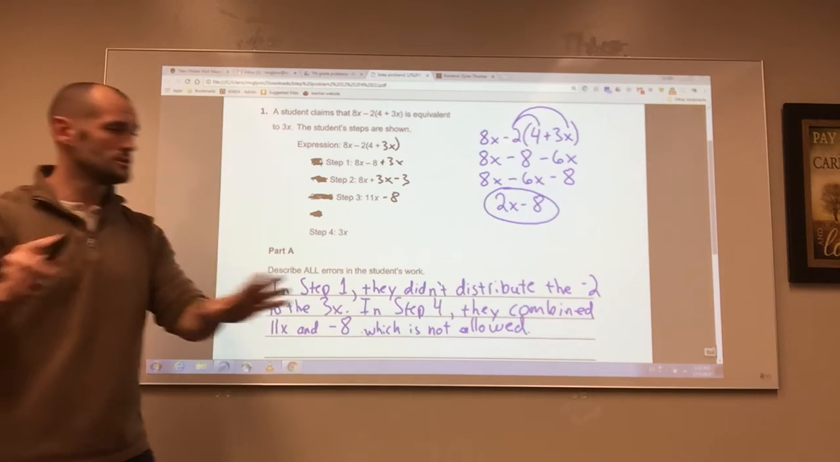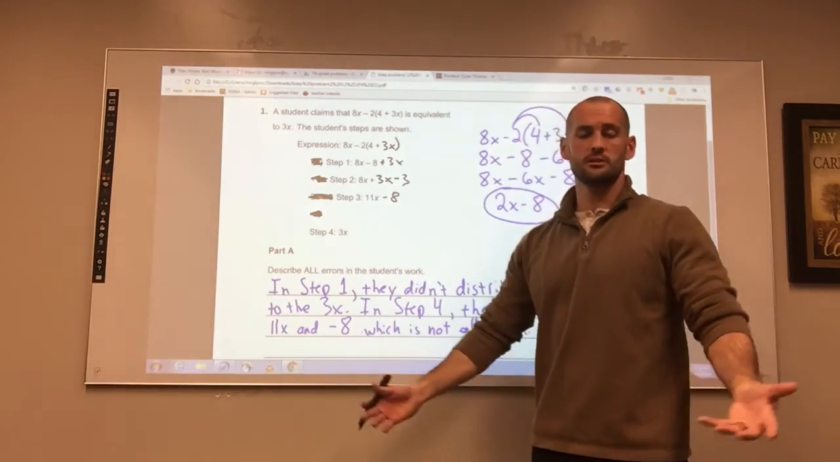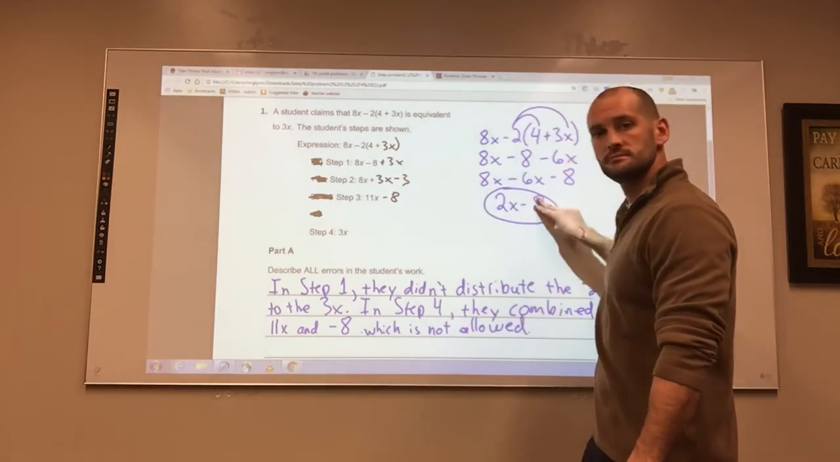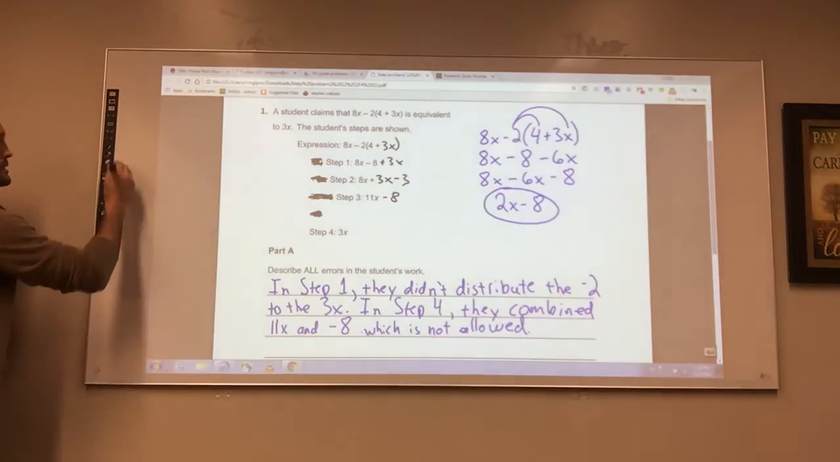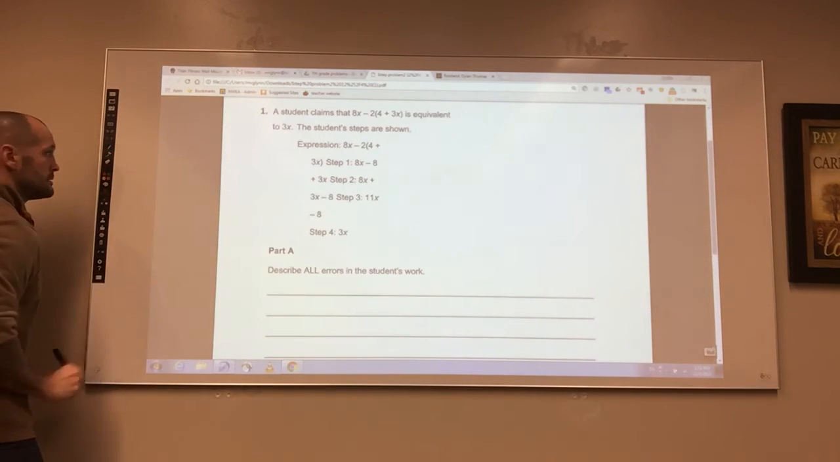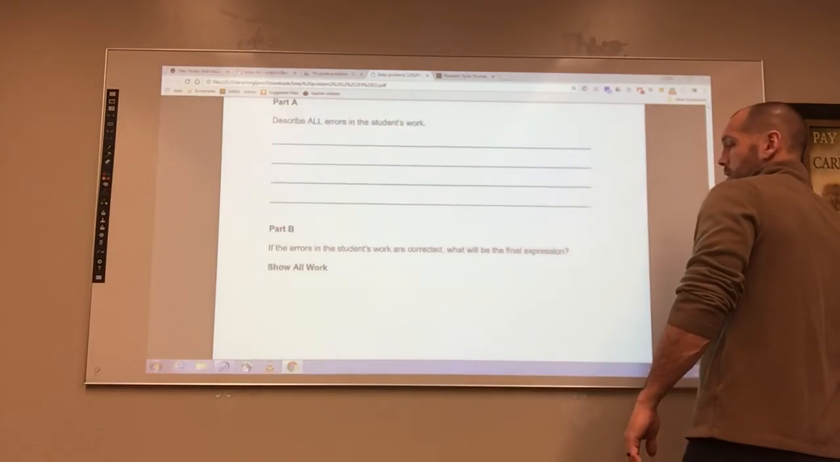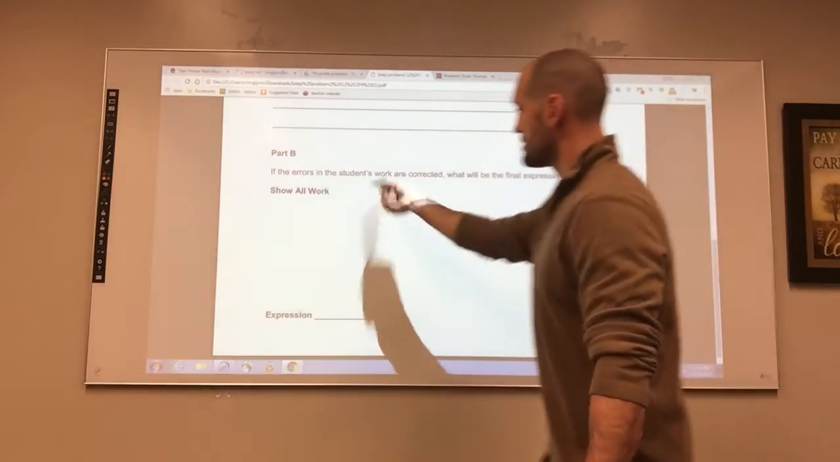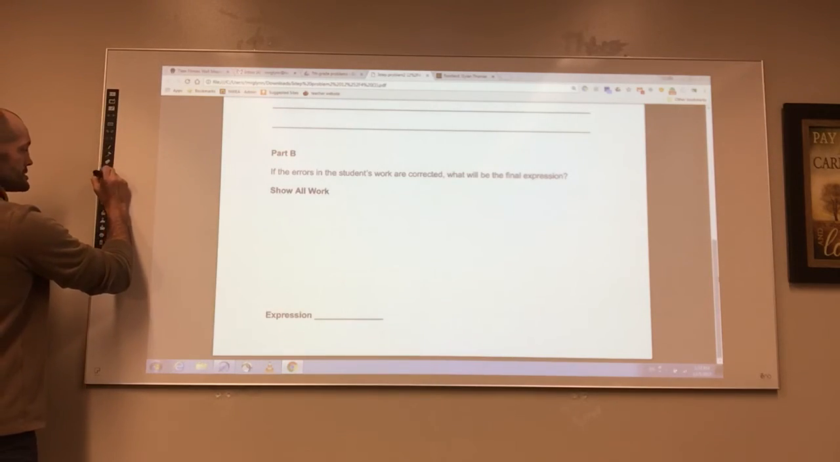Now here's the good news. Remember, look at part B. It's asking, hey, what should it be? You realize we've already done that? So let's jump down to part B. I'm going to get rid of all this, but I remember my final answer was 2x minus 8. Part B. If the errors in the student's work are corrected, what would the final expression be? We already did it, so we're just going to write it down.